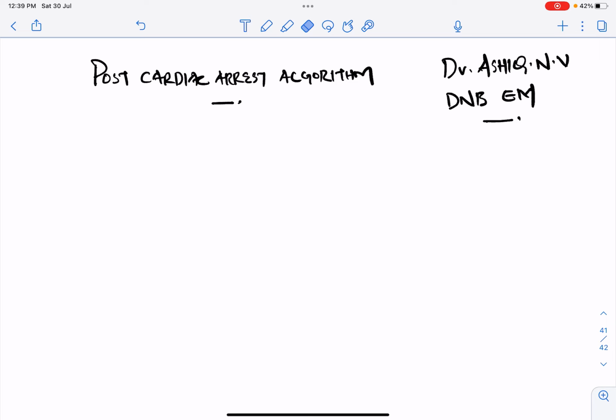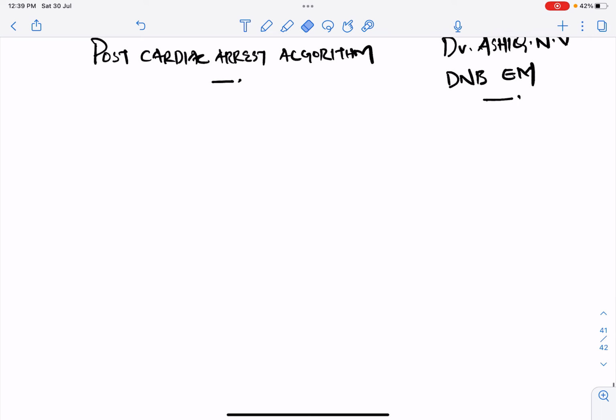Today we are discussing the post-cardiac arrest algorithm. Yesterday's video was about cardiac arrest management, BLS and ACLS guidelines. So after attaining ROSC, what to do with the patient? That is what we are going to discuss today. So we have obtained the ROSC. ROSC means return of spontaneous circulation.